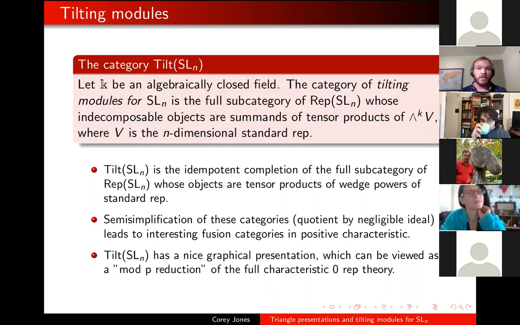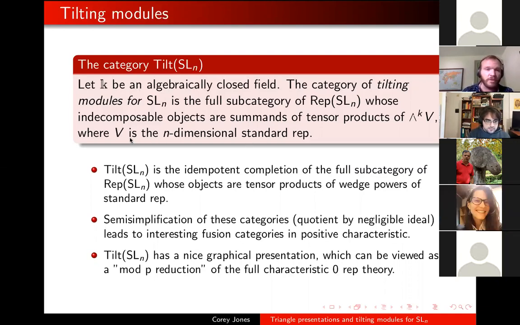Then the category of tilting modules for SLN will be the full subcategory of rep SLN that you can construct as follows. First, we'll let V be the n-dimensional standard representation. And then we'll take the fundamental representations to be just wedge powers of V. And we'll take the full subcategory of rep SLN generated by tensor products of these wedge powers. And then we'll just take all the summands of those things. And those will be the objects in the category of tilting modules. And you just take all the morphisms between these representations. It's the full subcategory of rep SLN. And that's this category of tilting modules.